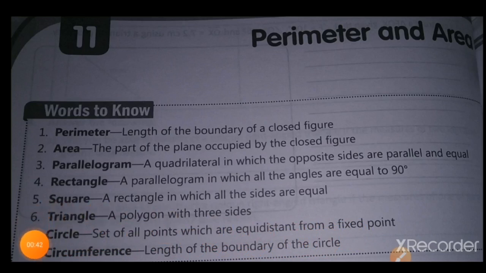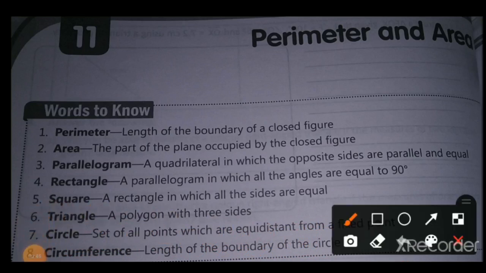First we understand what is perimeter. So first we draw a closed figure. Suppose this. The boundary of this figure is this much, this one. So it is called the perimeter, and the part of the plane occupied by this particular boundary is called the area. This is called the area.